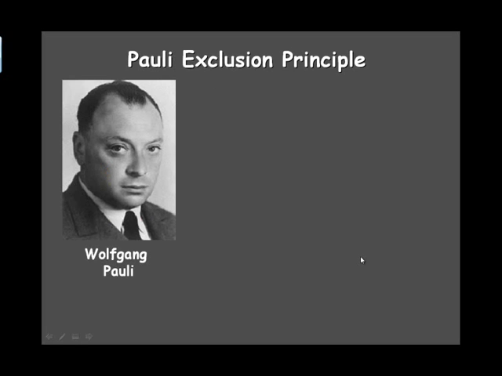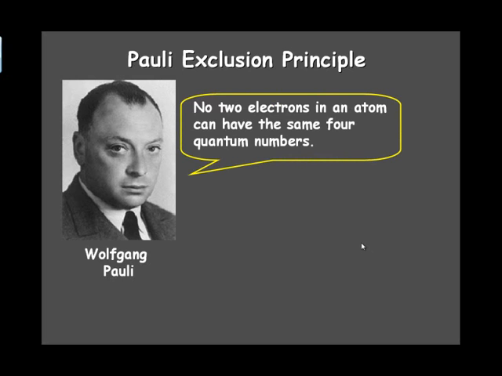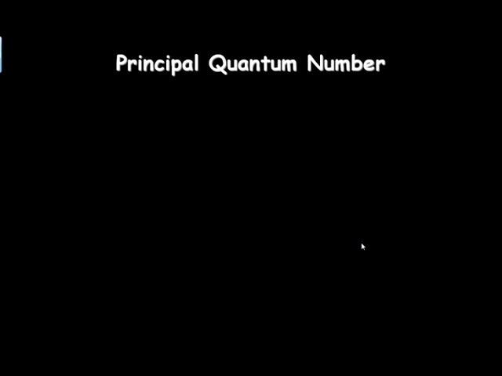Now, in order to exactly pinpoint the most probable location of an electron in an atom, those 4 quantum numbers must be assigned to every electron. And each set of 4 quantum numbers for an atom are unique. So according to the Pauli exclusion principle, no 2 electrons in an atom can have the same set of 4 quantum numbers. So every single electron in a particular atom will have its own unique set of 4 numbers. Now let's take a look at each one of these quantum numbers.